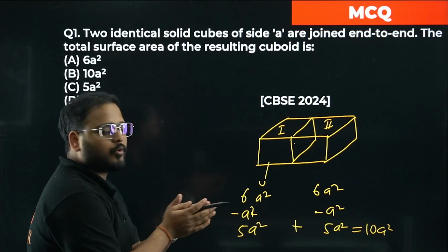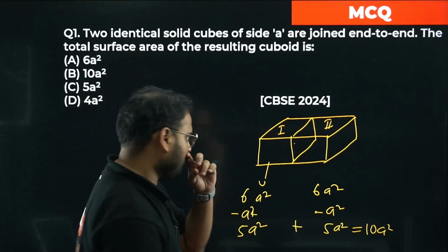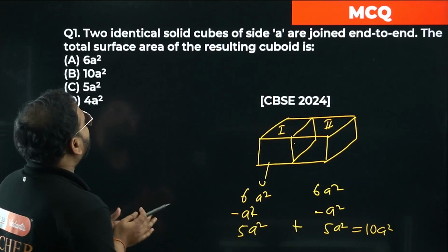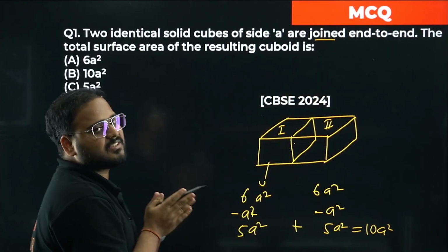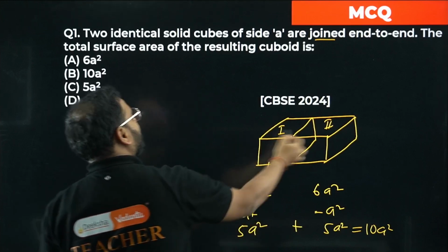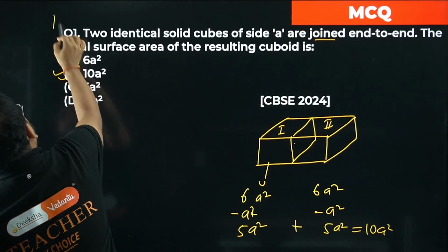Because once you connect them in contact, you can't touch it anymore. So it's not a total surface area anymore. It's not a surface anymore once it is in contact. Okay, because they are joined, right? So they're in contact means it's not a surface area anymore. It has become a cuboid, right? So 10a square. Option number B.